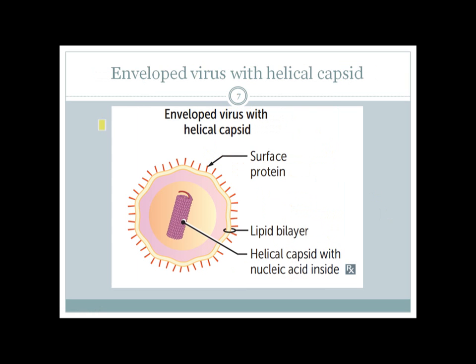Okay, and this is another type of enveloped virus with a helical capsid. You see inside there is the helical capsid. This is the helical capsid with nucleic acid inside, which cannot be seen from here. And also it has the lipid bilayer, and on the surface it has a surface protein.